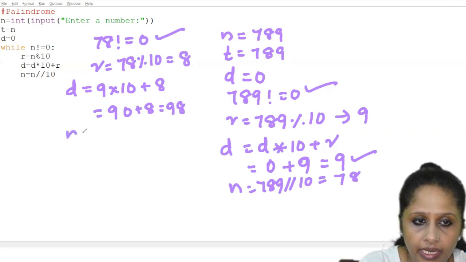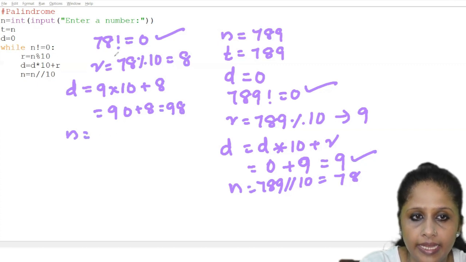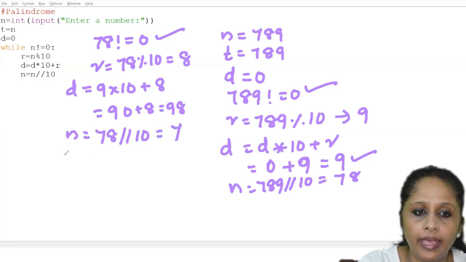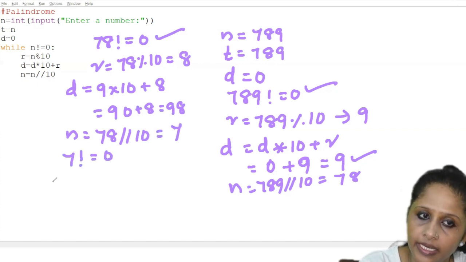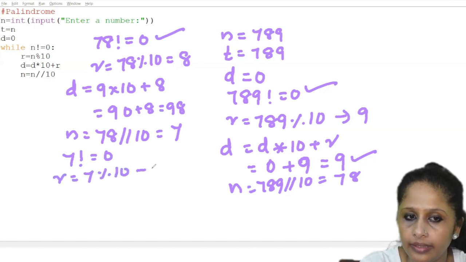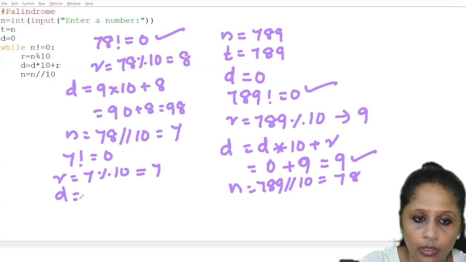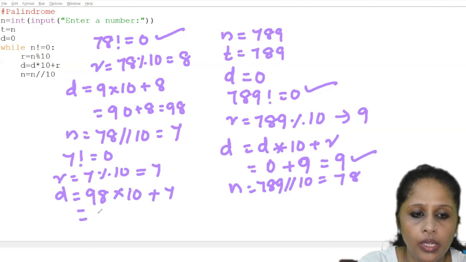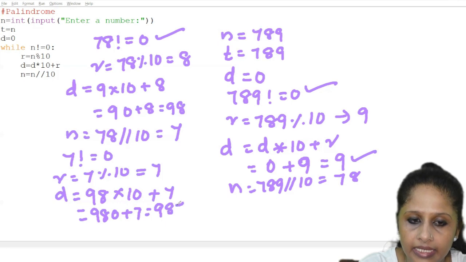Now we have again n equal to n by 10. So what is n here? 78. 78 floor division 10, you will get the value 7. Going back, checking 7 not equal to 0, satisfying. So r equal to 7 modulo 10, that is 7. Then d equal to 98 into 10 plus r is 7. So 980 plus 7, you will get 987.